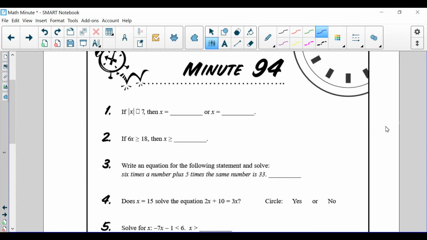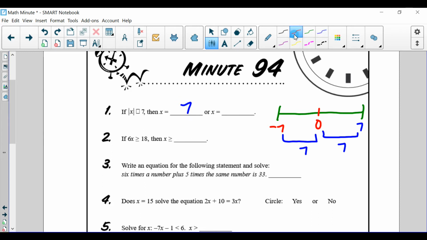It says, if the absolute value of x is 7, then what is x? So we've got a little number line right here where we have 0 in the middle, 7 is going to be here, and negative 7 is here. What do we notice about this? How far is 0 from 7? It's 7. How far is negative 7 from 0? It is also 7. So the answers are 7 and negative 7.